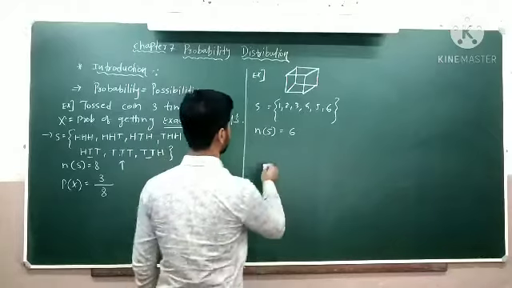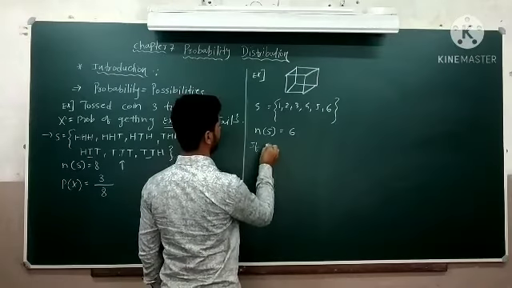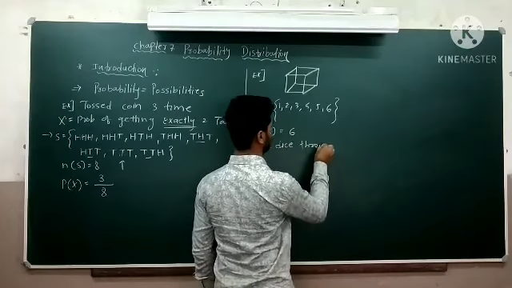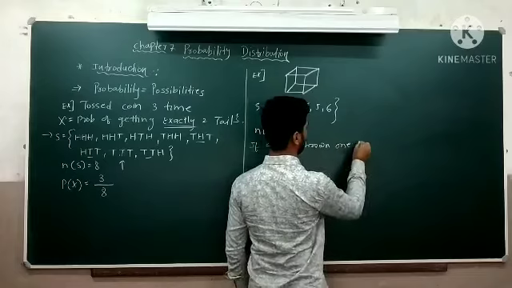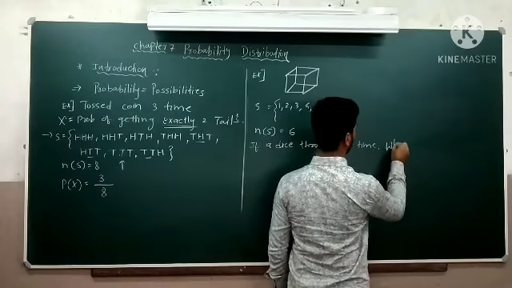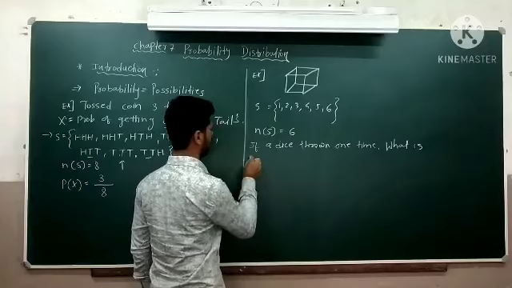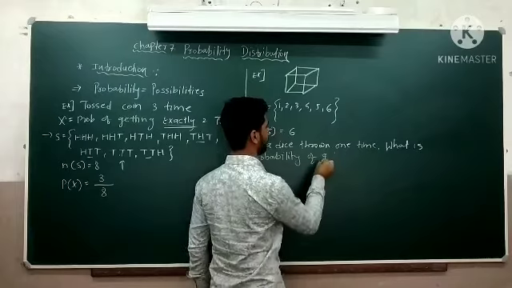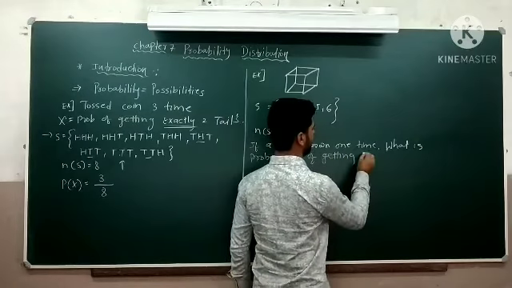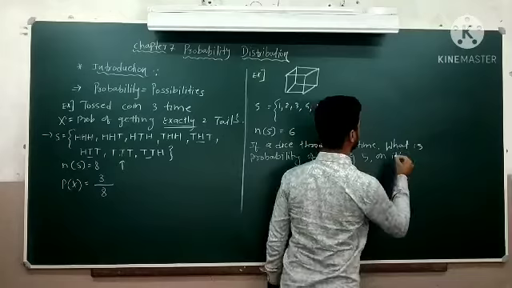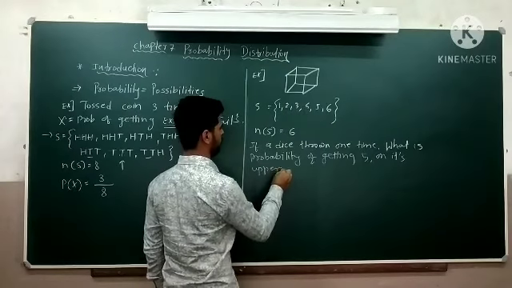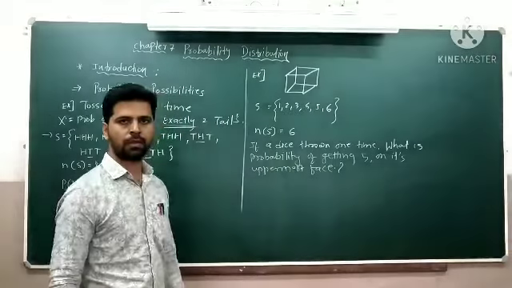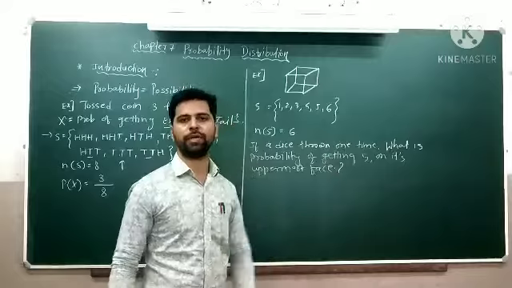Okay, I'll write the question. If the dice is thrown one time, what is the probability of getting 5 on its uppermost face? What is the probability of getting 5 on its uppermost face?